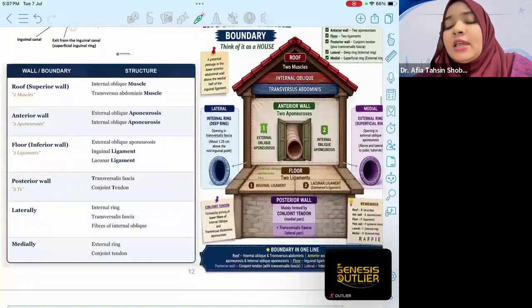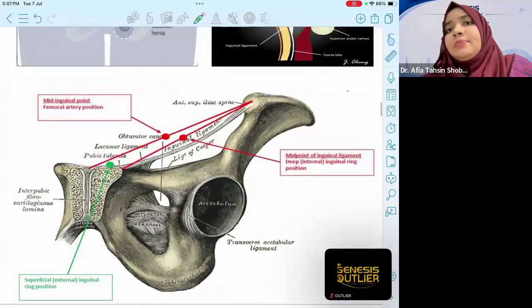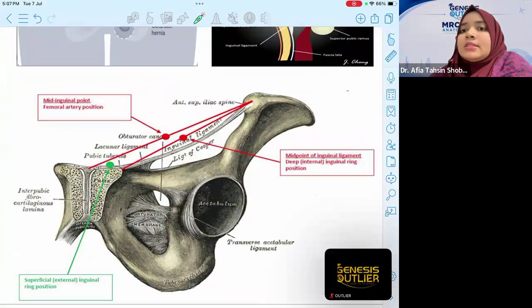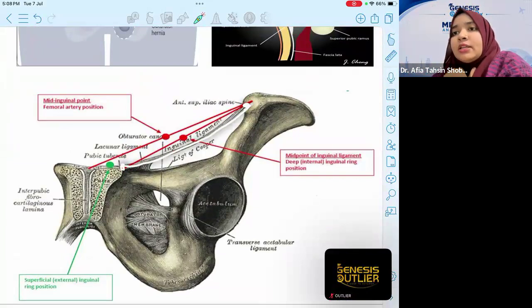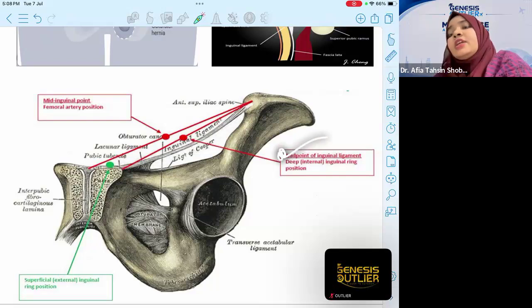So before that, see this image. It is a good image. This is our inguinal ligament, from the anterior superior iliac spine to the pubic tubercle. So this is the inguinal ligament, and its midpoint will be the midpoint of the inguinal ligament. And here, 1.5 to 2 centimeters above, you will get the deep inguinal ring.